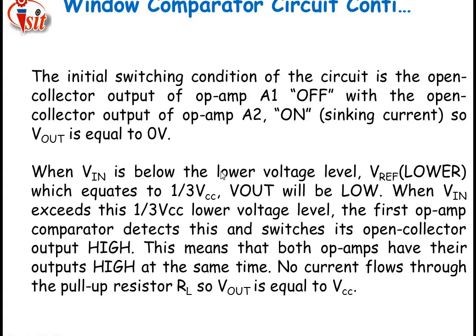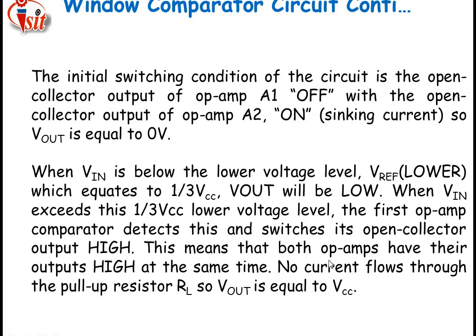When the input is below the lower voltage level, that means below 1/3 of VCC, Vout will be low. When Vin exceeds 1/3 of VCC, that is, when Vin is greater than 1/3 of VCC, the lower voltage level, the first op-amp comparator detects this and switches its open collector output high.